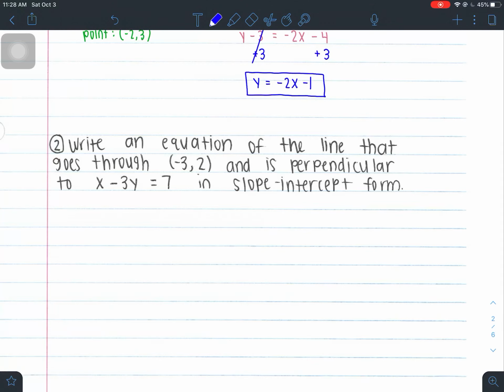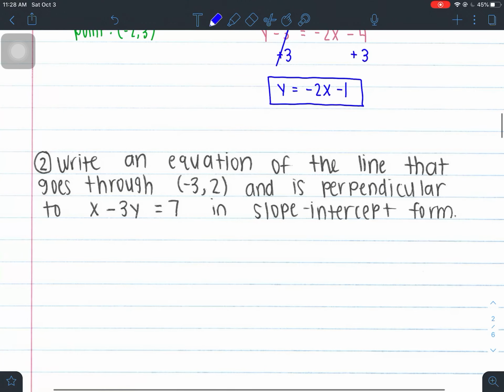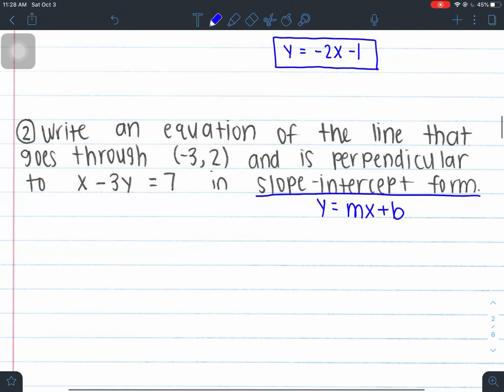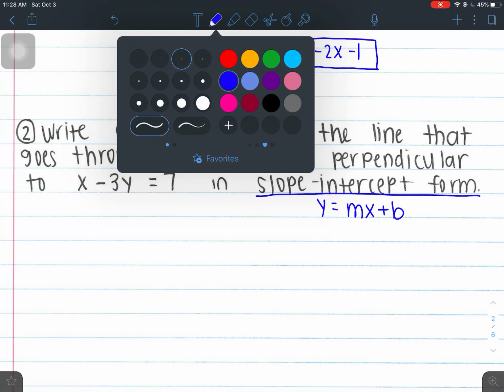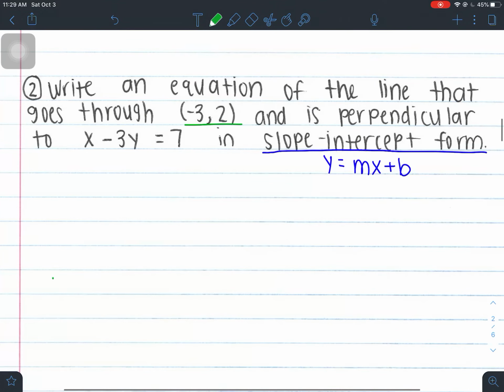Write an equation of the line that goes through negative 3, 2, and is perpendicular to x minus 3y equals 7 in slope-intercept form. Okay, so I know in the very end that my equation has to be in slope-intercept form, so I'm going to go ahead and remind myself of that. Everything written is super important because it can be very hard or very easy to just look at the numbers and go on autopilot. All right, they gave us the point negative 3, 2, so I'm going to point that out down here. That was a horrible pun. So I'm going to put down negative 3, 2. That's the point that they want me to use.